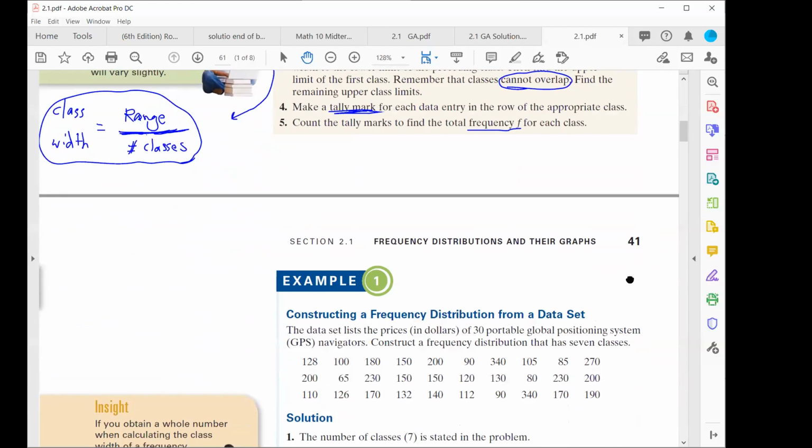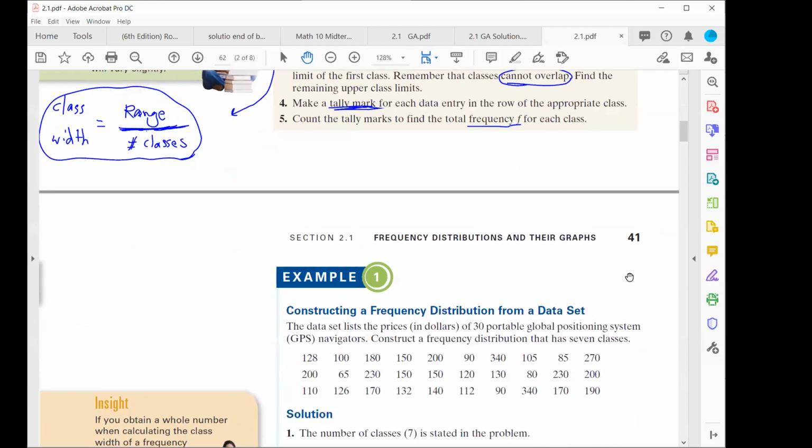Example 1. So here you have a sample of numbers. This is the sample of numbers that you have. The question says, construct a frequency distribution that has 7 classes. So in this example, the number of classes is given. The number of classes is 7.